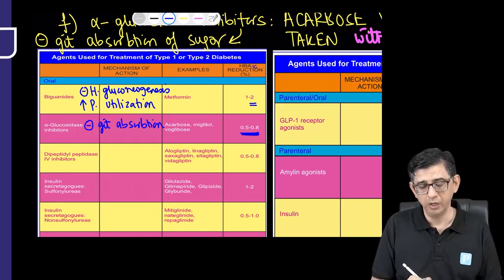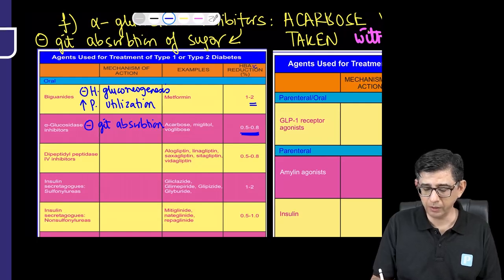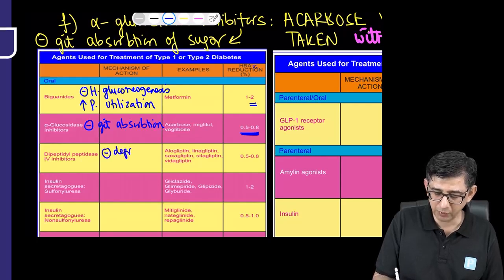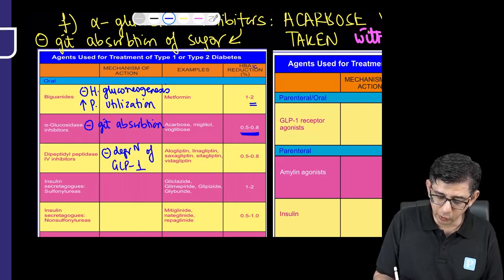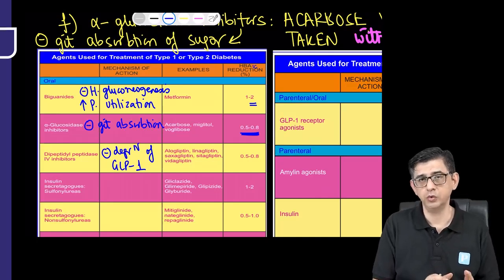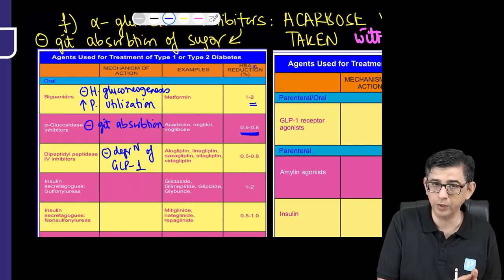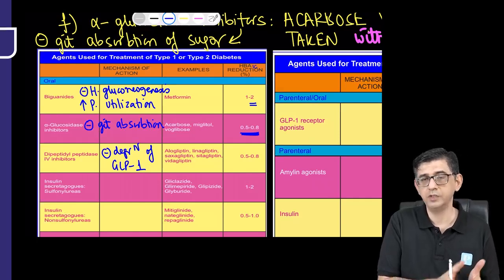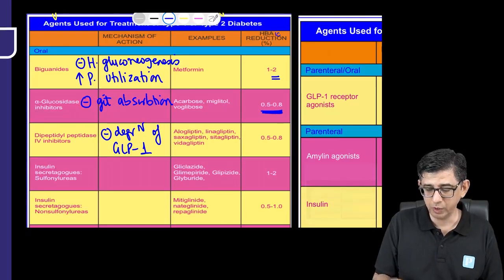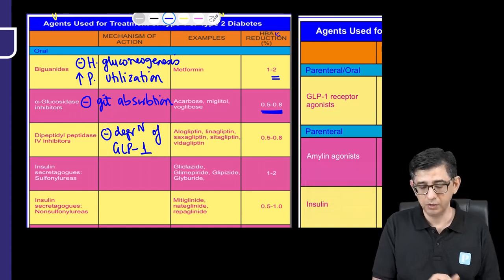Then as far as sitagliptin, vildagliptin, and saxagliptin are concerned, the main mechanism of these would be inhibiting the degradation of GLP-1. And the good thing is that GLP-1, which is endogenously produced by our cells in the ileum, behaves like insulin. So you are basically inhibiting the breakdown of insulin, and that's why it was written increase insulin action. So the bottom line is you will still be able to get a good glycemic control.